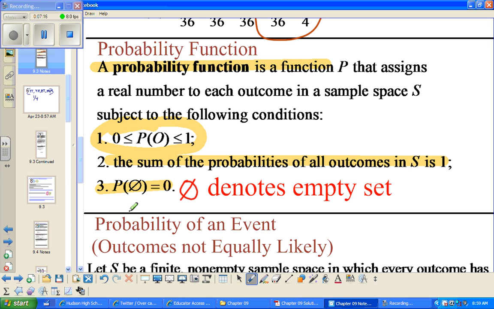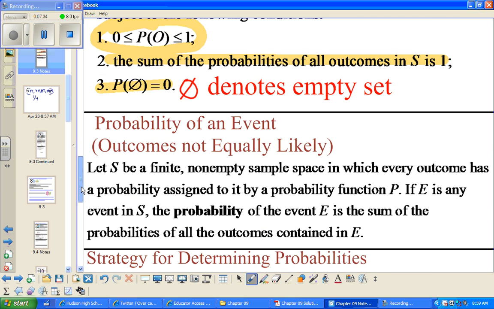You don't really need to worry about that. You're just clarifying that one of the things is going to happen. You're not going to have nothing happen, because that would throw off your probabilities.